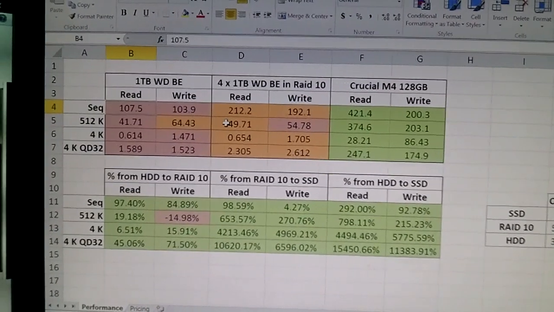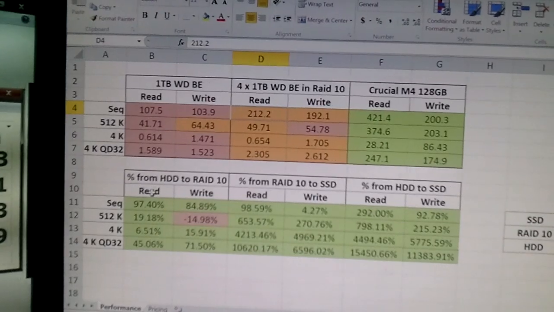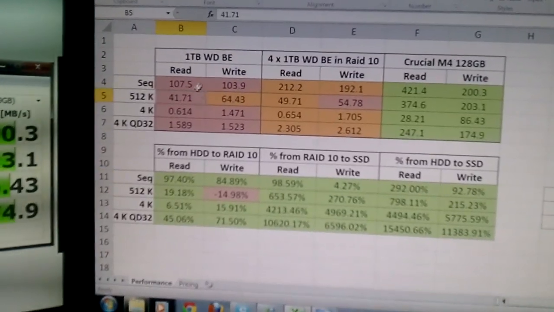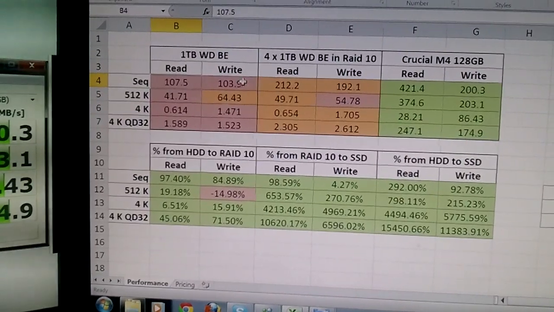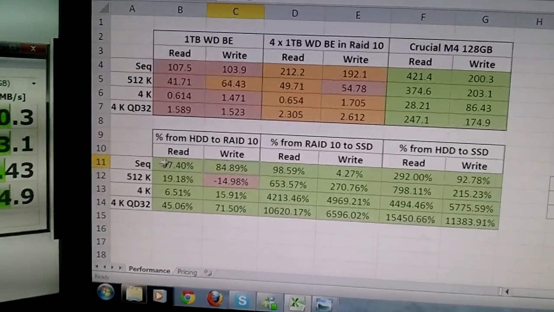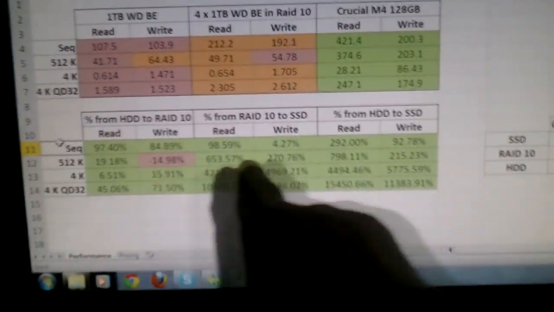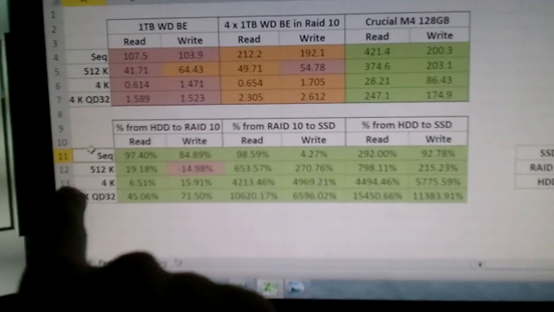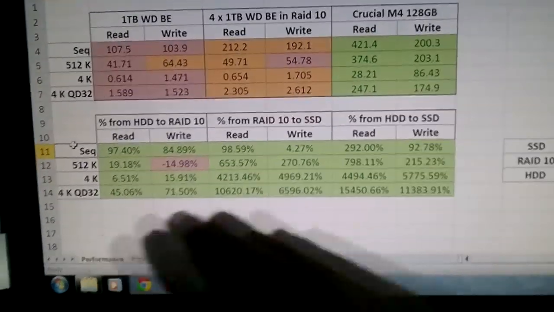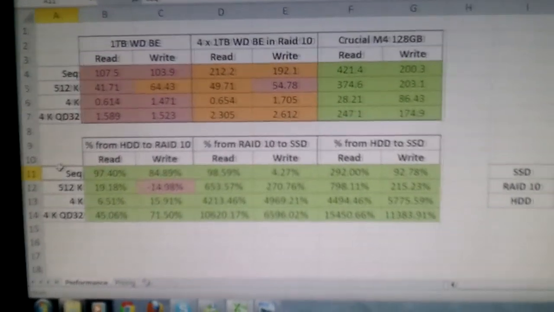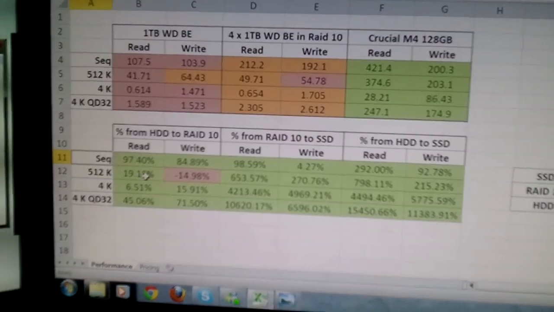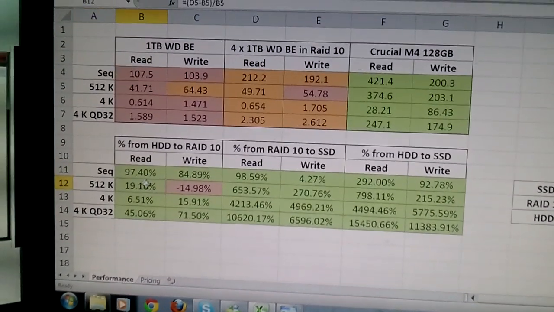So one hard disk versus two hard disks, the performance increase is 100%. See over here the read is 100, the read here is 200. For the writes, 84%. This is for sequential, which means a bunch of data continuously writing. Think of it as a straight line race. The RAID is almost 100% faster.